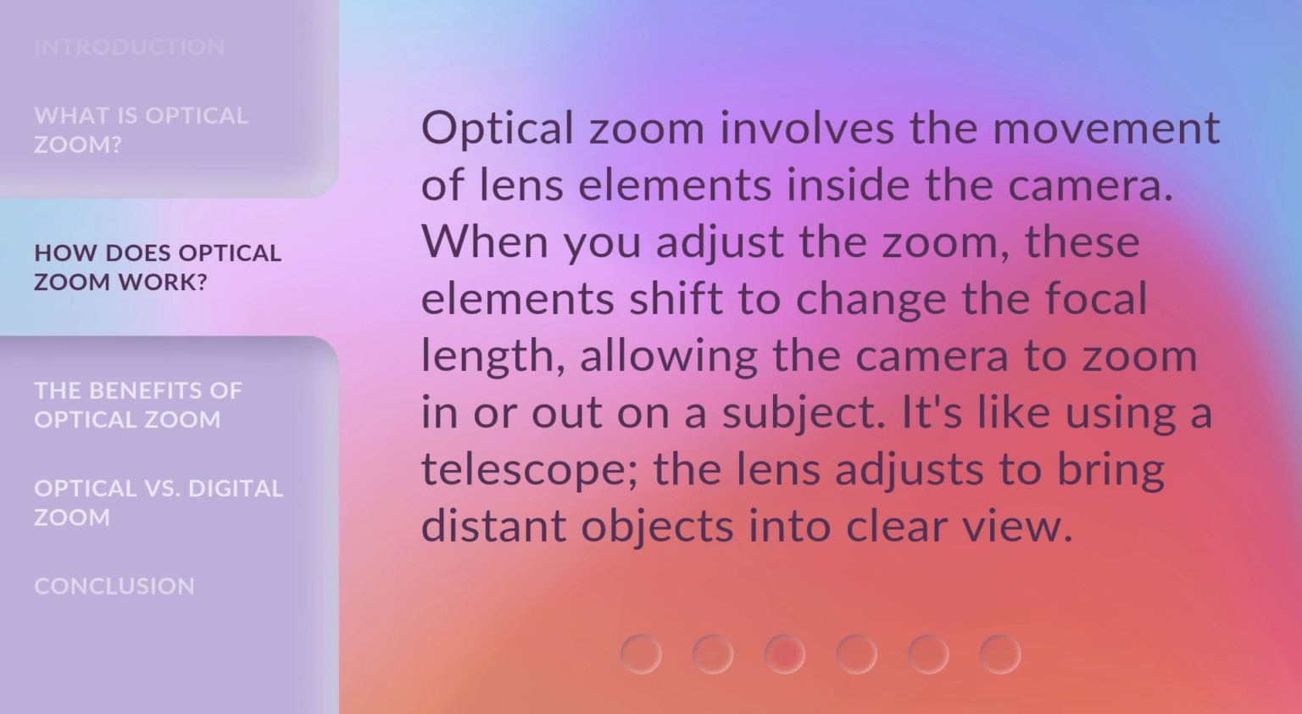Optical zoom involves the movement of lens elements inside the camera. When you adjust the zoom, these elements shift to change the focal length, allowing the camera to zoom in or out on a subject. It's like using a telescope. The lens adjusts to bring distant objects into clear view.